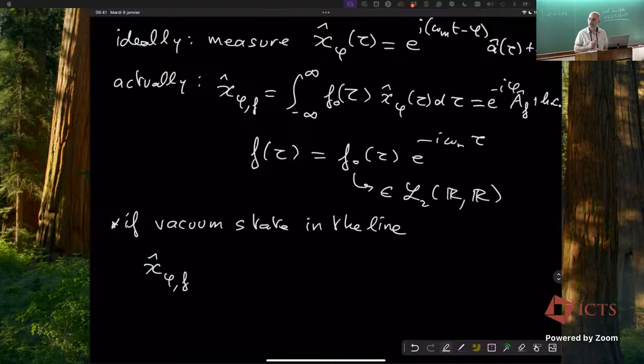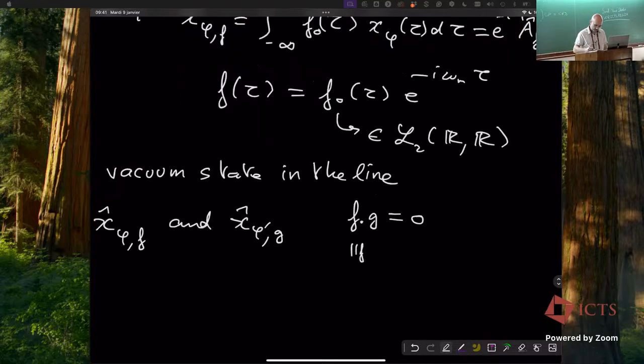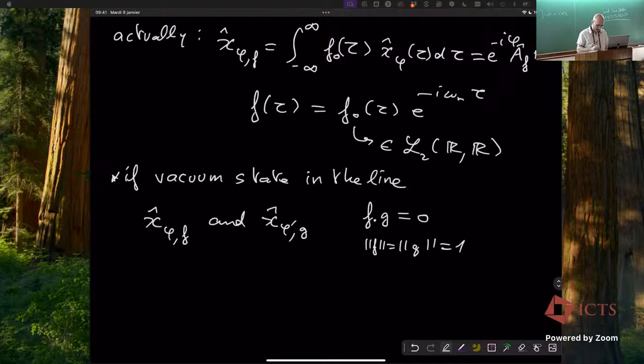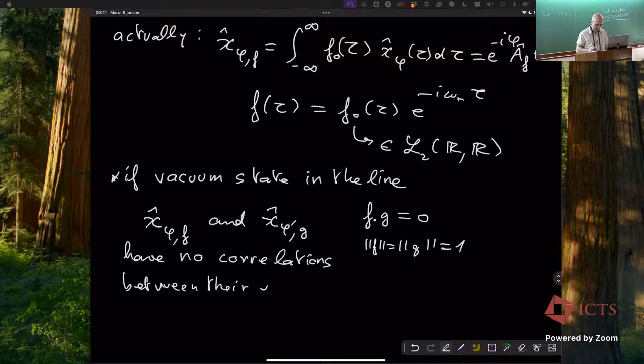So let's say I want to see the correlations between a mode defined by x phi f and another mode x phi prime, let's say g, where the scalar product of f and g is 0, so these two modes do not overlap. Then we also assume that f and g are normalized to 1. So then the measurement outcomes of these two operators have no correlations between them.